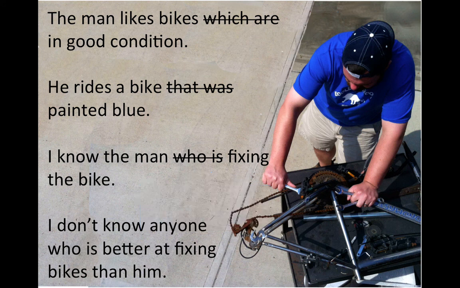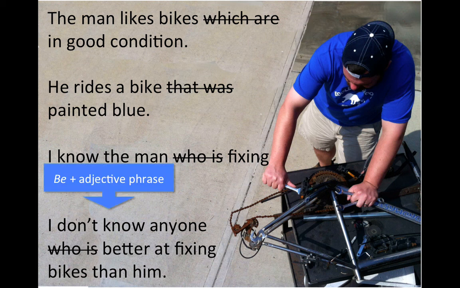Finally, I don't know anyone who is better at fixing bikes than him. Here the relative pronoun is who, it's followed by another be verb and then an adjective phrase. In this case, we can eliminate the relative pronoun plus the be verb, and we'll be left with a sentence, I don't know anyone better at fixing bikes than him.